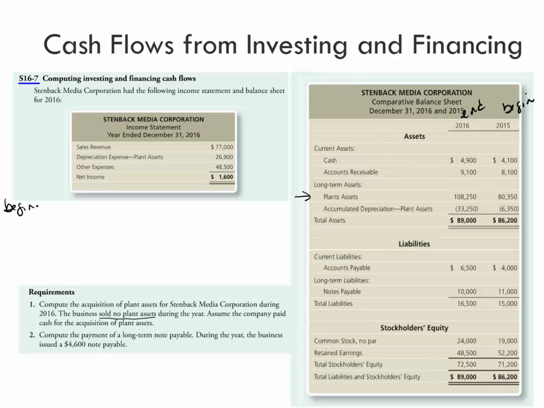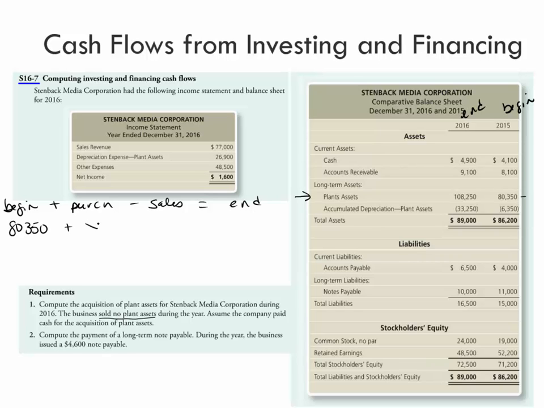So if we take the beginning balance plus any purchases that we made minus any sales, so what we started with plus what we put in minus what we took out, will equal our ending balance. So the beginning balance is $80,350.